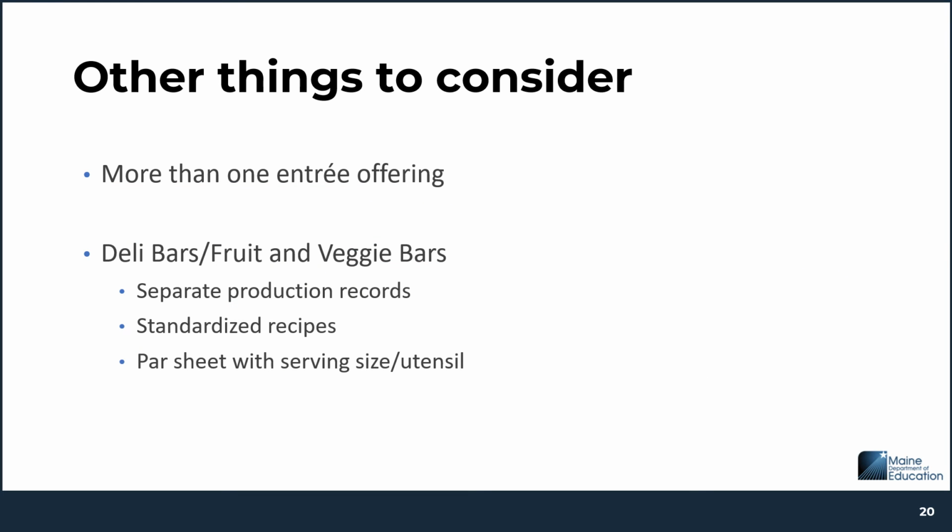Some other things to consider when using your production records to forecast prep numbers are: is there more than one entree being offered? The number of entree offerings and popularity of entrees can impact prep numbers. Do you have a deli bar or salad bar? Can a student build their own reimbursable meal here? Make sure that you are maintaining production records for these offerings as well. It can also be very useful and helpful to your staff if you have a par sheet for your salad bars that tells them how much of each item to put out, as well as which utensil to use with it.